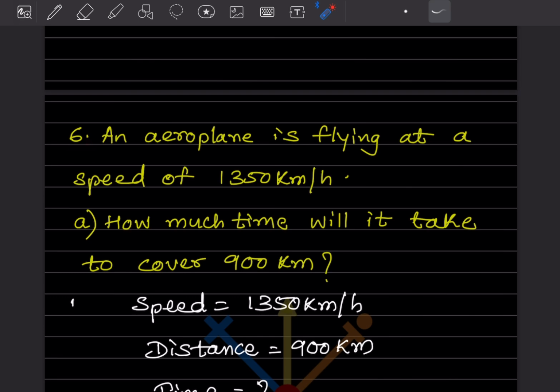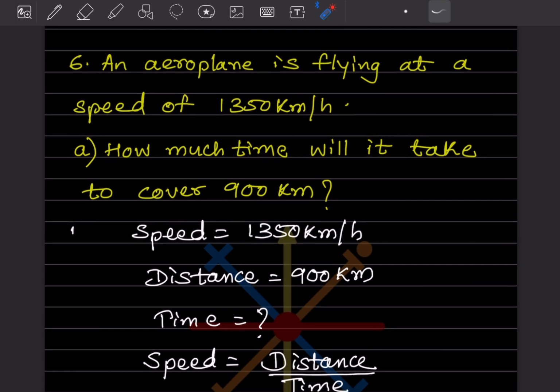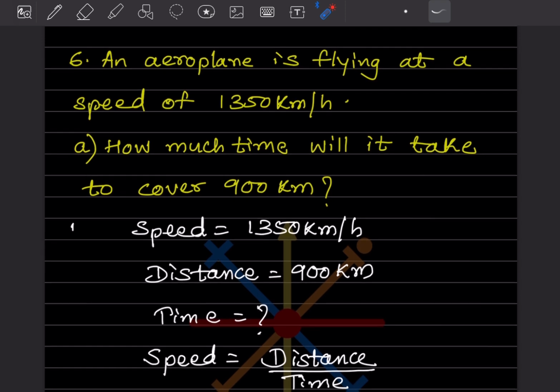An aeroplane is flying at a speed of 1350 km per hour. How much time will it take to cover 900 km? So now let us write the given things first. Speed is given, that is 1350 km per hour. And to cover 900 kilometers, the distance is given and we have to find out the time.